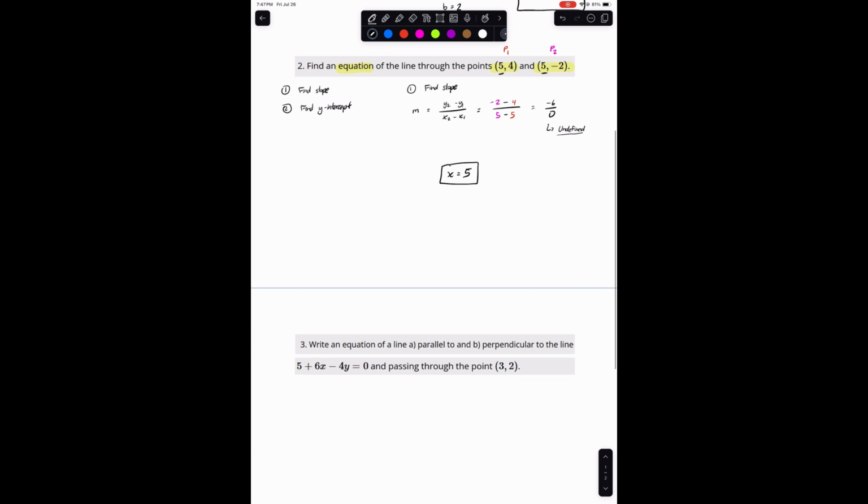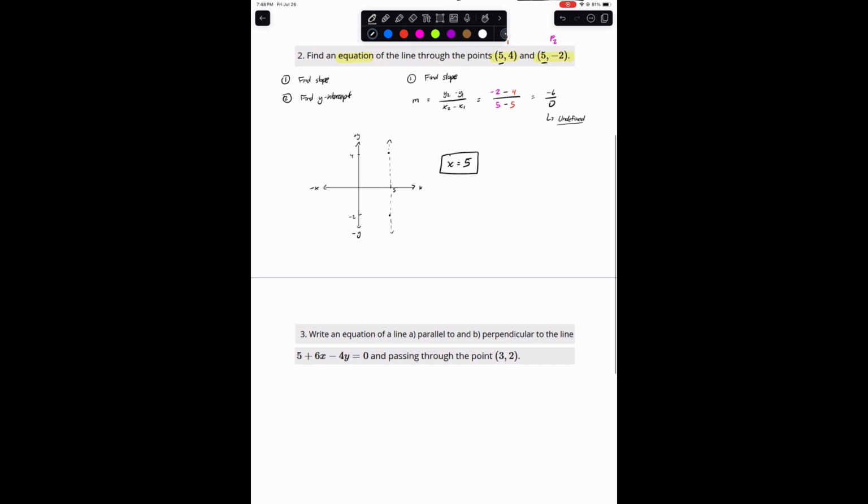Let's visualize this. I have this graph. So this is 5, and then here's 4, here is -2. Here's one point, here's another point, and you can see that it's simply just a vertical line up and down at x equals 5. No matter what the y value is, that x value will always stay the same.